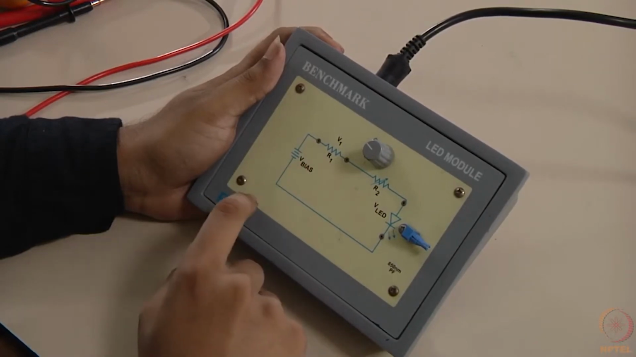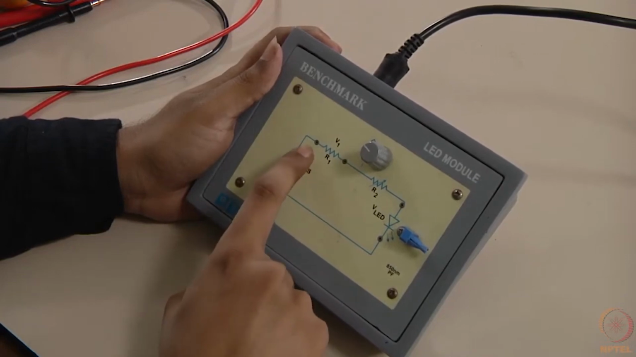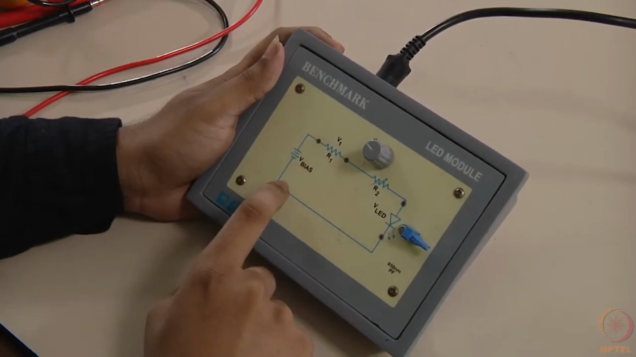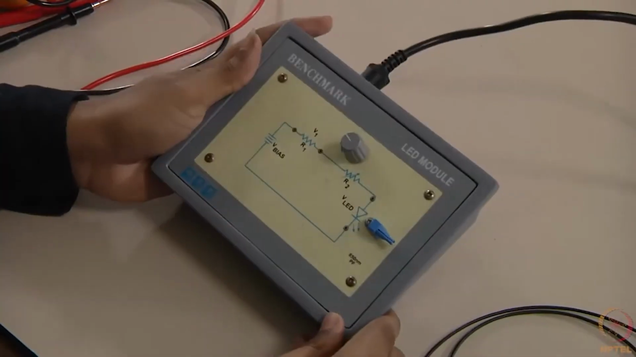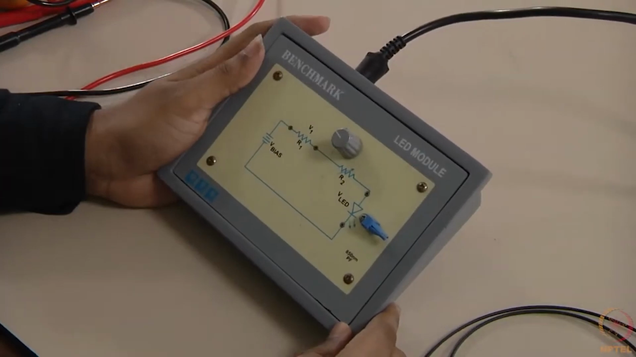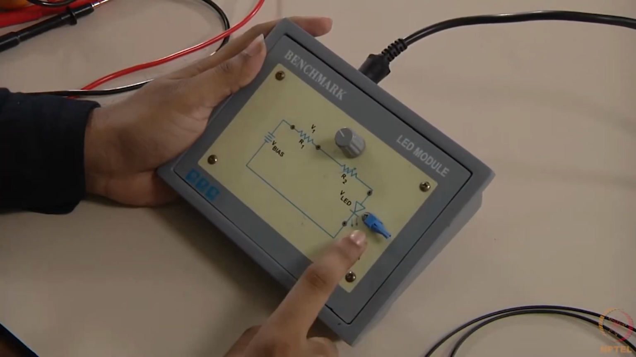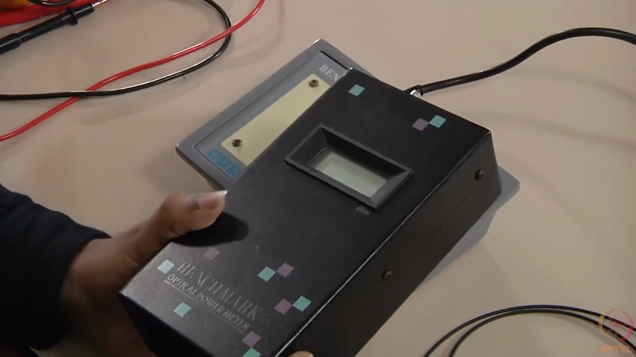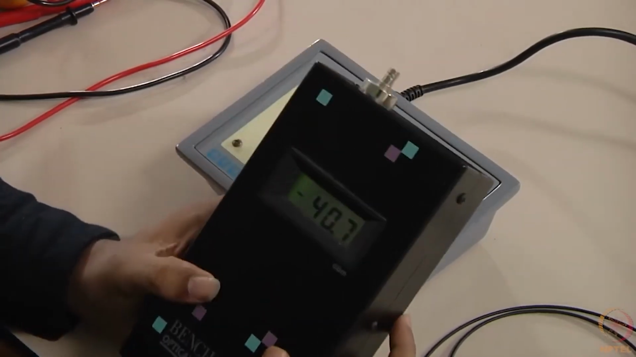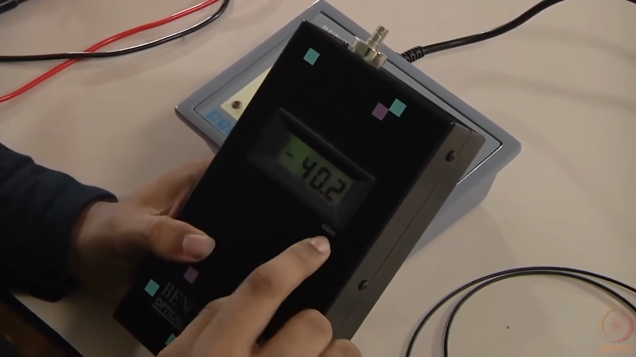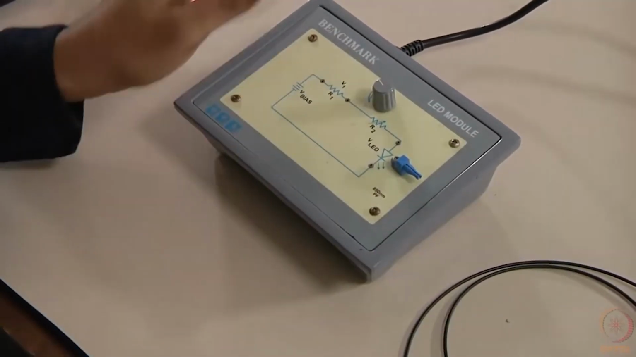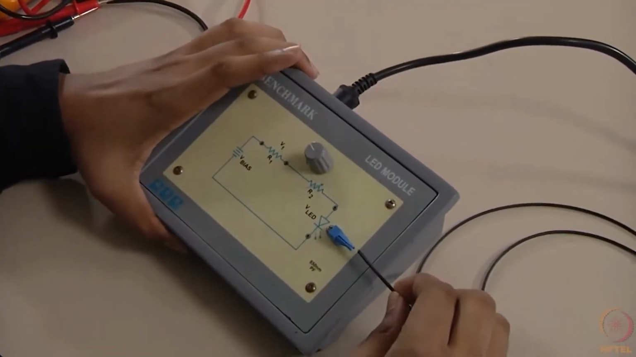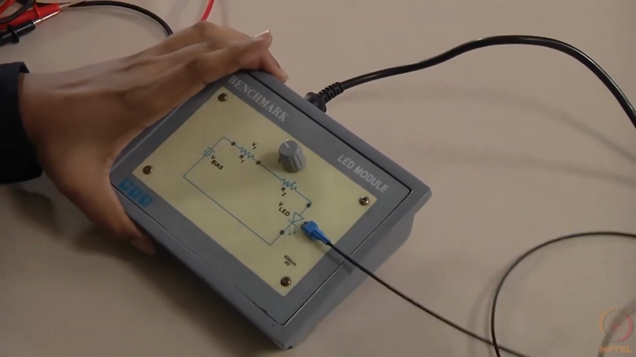To measure the current in the circuitry, we measure the voltage across this resistance, and we divide that by the resistance value, and we get the current within the circuitry. To measure power emitted from this LED module, we have to connect the output of the LED to a power meter. So this is the power meter. I'll switch on the module. It shows the power value in dBm scale. So I will connect the LED output to the power meter using a patch cord.